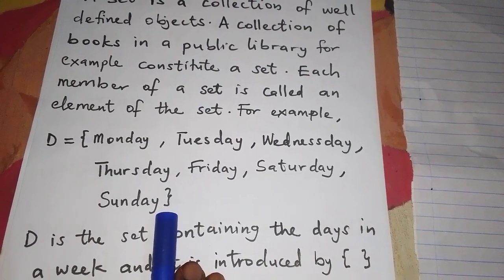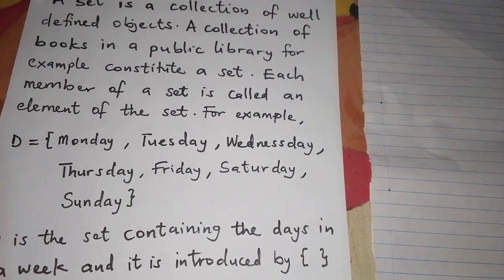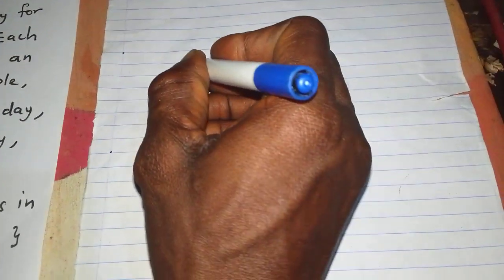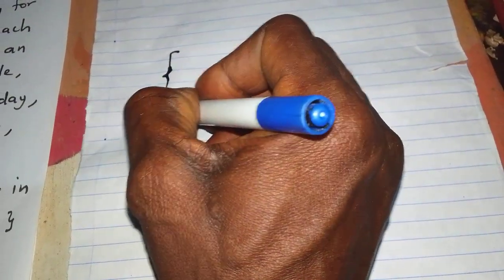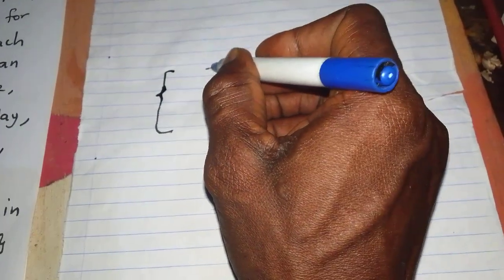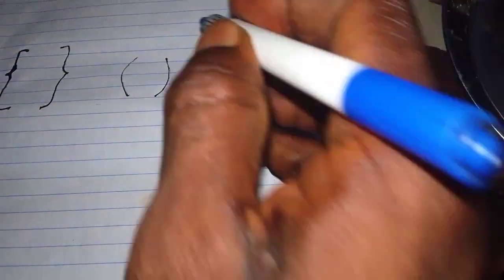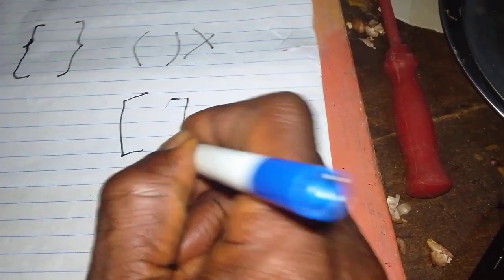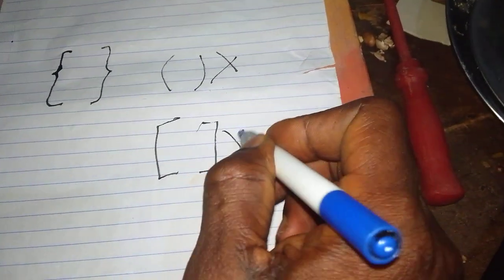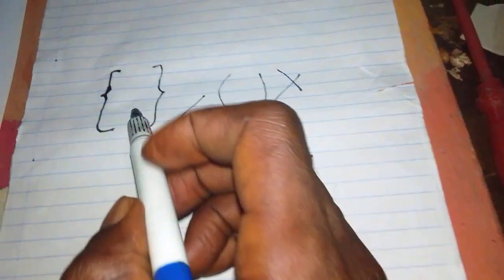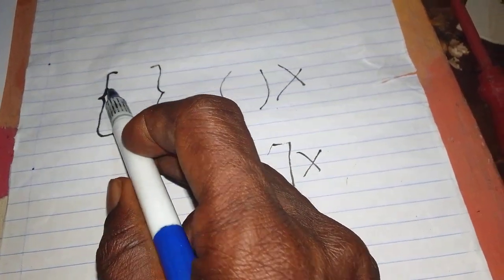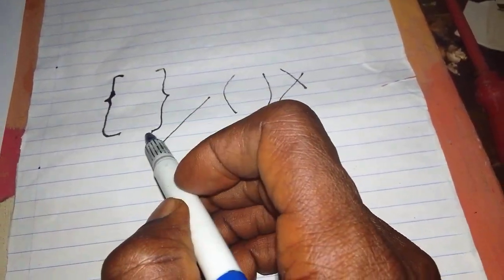Now in sets, you use a curly bracket. So the bracket is like this. This is what is used to introduce a set. It must always look this way. If it's not this one, this is wrong. Neither is it this. This is wrong. But the right one to introduce a set is this type of bracket.